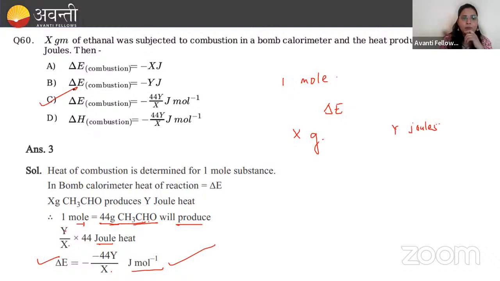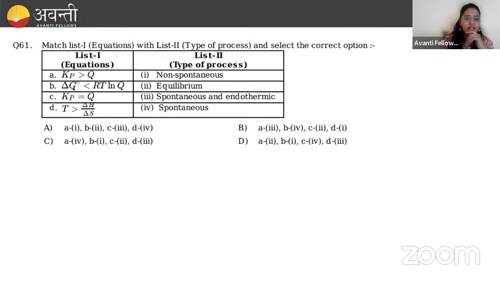Okay, next problem, match the following lists. List 1 and list 2. Kp is greater than Q, non-spontaneous. Delta G0 is less than RT ln Q, equilibrium. Kp equal to Q, spontaneous and endothermic. And T is greater than delta H by delta S, spontaneous. So what is the correct answer here? When Kp is greater than Q, what is the reaction? Whether it is non-spontaneous, equilibrium, spontaneous and endothermic, or spontaneous?